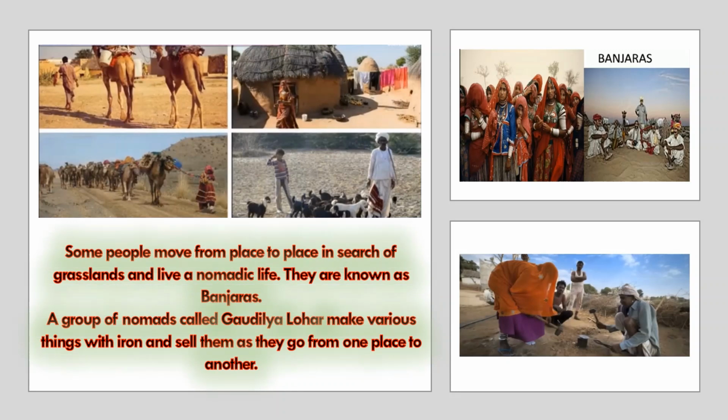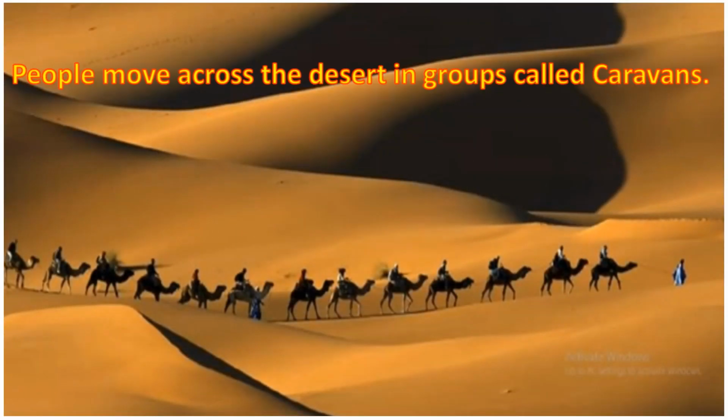Children, some people of the desert move from place to place in search of grasslands and live a nomadic life. They are known as Banjaras. A group of nomads called Gaudiya Lohar makes various things with iron and sells them as they go from one place to another. People move across the desert in groups called caravans.